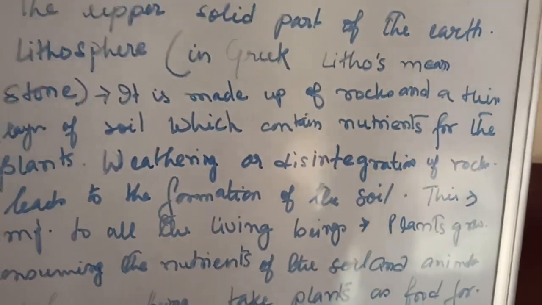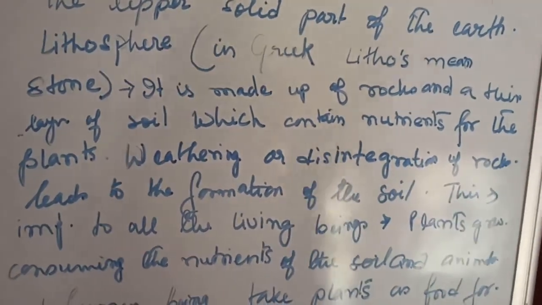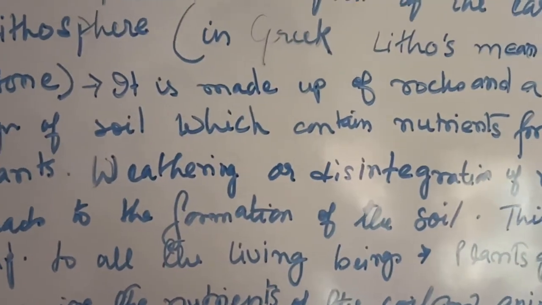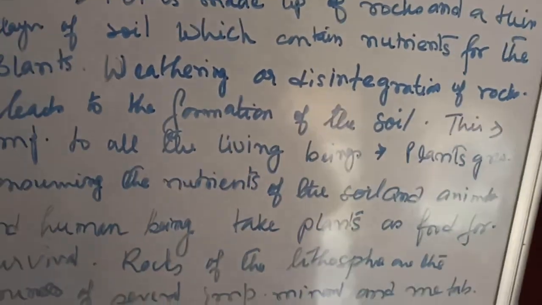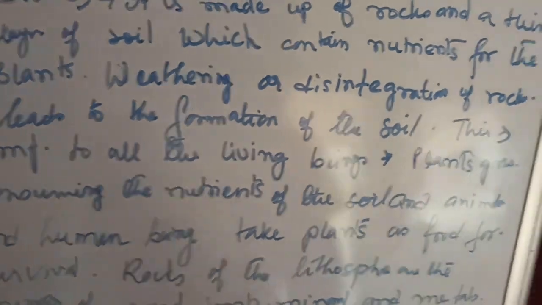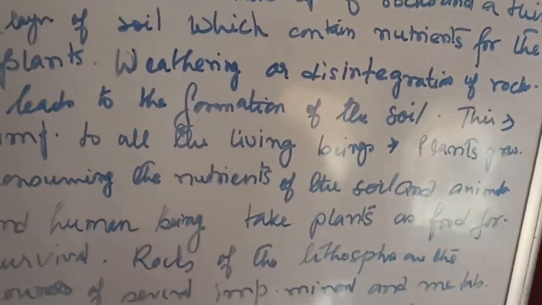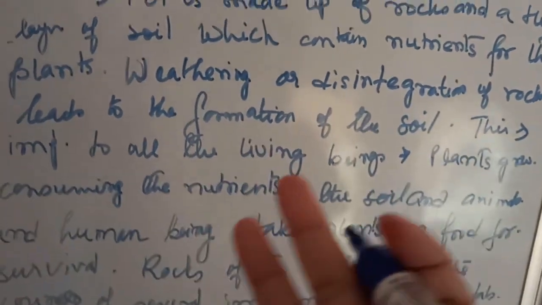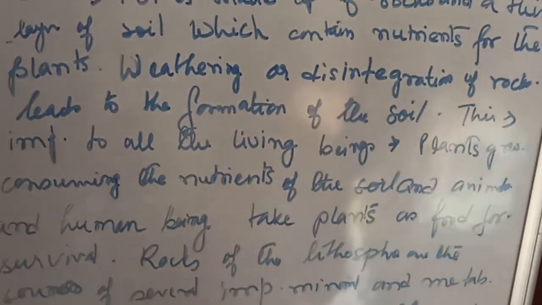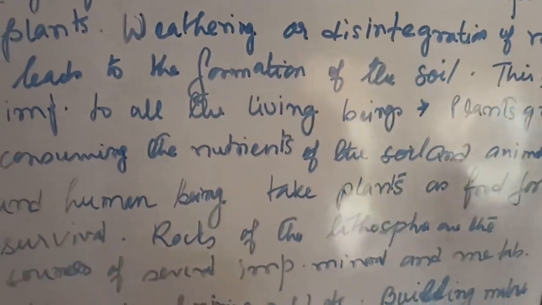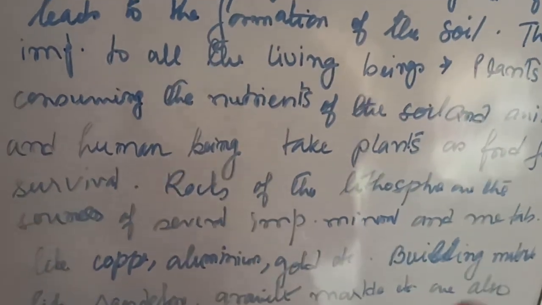Okay, so this is the layer which is made up of the rocks and the thin layer of the soil. The soil generally forms from the rock particles itself, and the soil is the one which is providing nutrients to all the living beings. The plants, for example, take the nutrients from the soil, and the animals and the human beings take the plants as their food. So indirectly we are also dependent on this soil for our survival purpose.